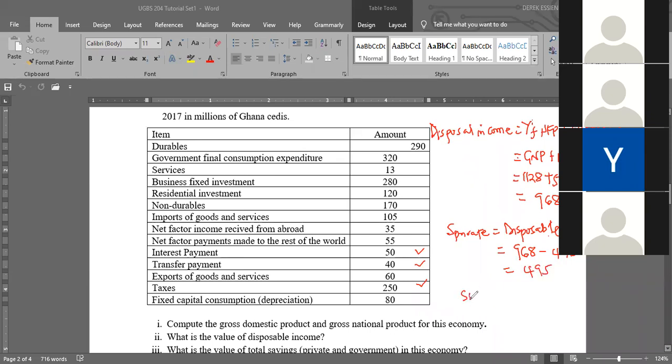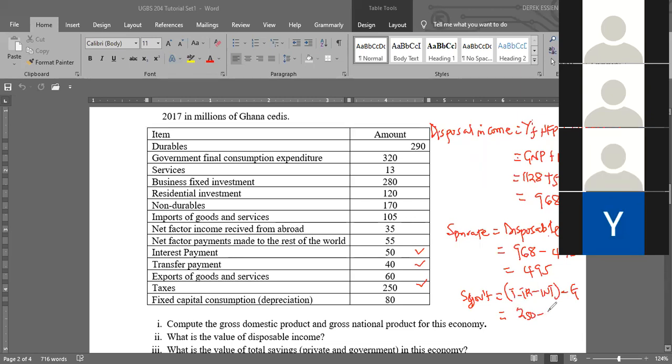495. Now we are doing S government. What is the formula? That one is into brackets: taxes minus transfer payments minus interest payments, all into brackets, minus government expenditure. We know our taxes was 250, the new transfer payment to be 40, and the new interest to also be 50. And we knew our government expenditure to be 320. What is the total? -160. Thank you very much.